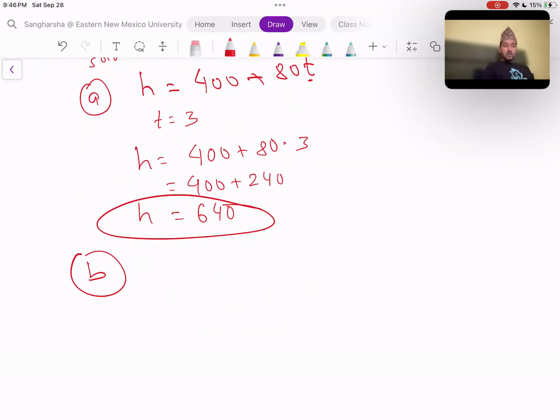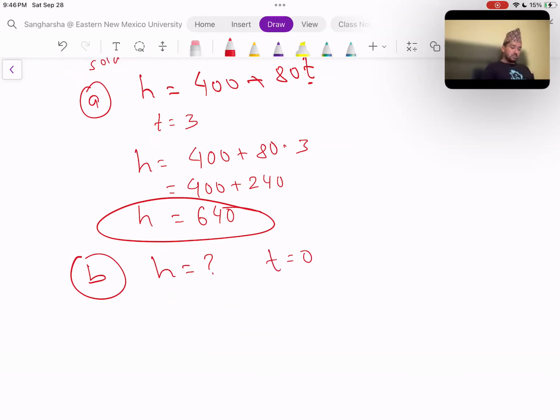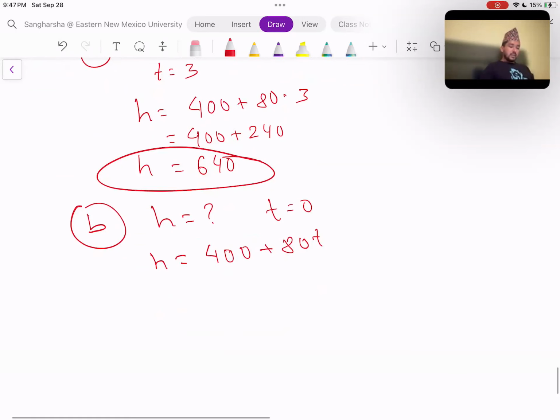Number B, what is the value of H? So it's very clear. We need to know what H is when T is 0. So you substitute T equals 0. So we have H equals 400 plus 80T. And they want us to substitute T equals 0. So we have 400 plus 80 times 0, which is 0. So we have 400.